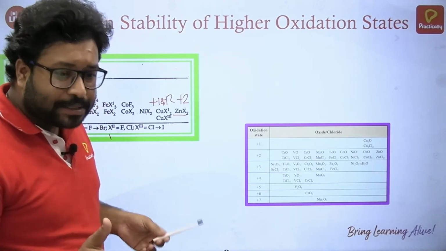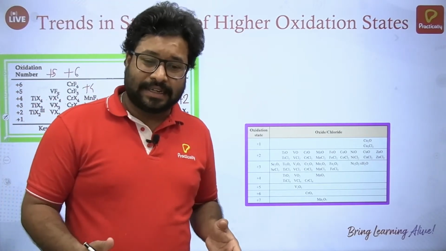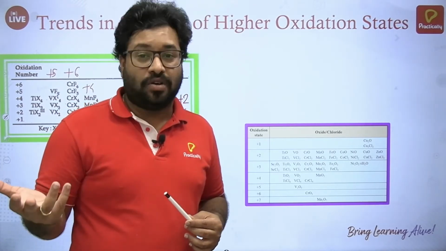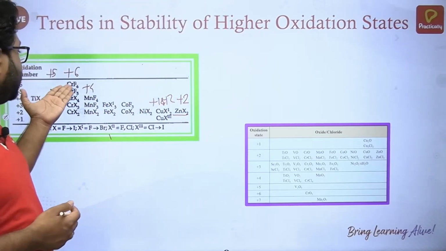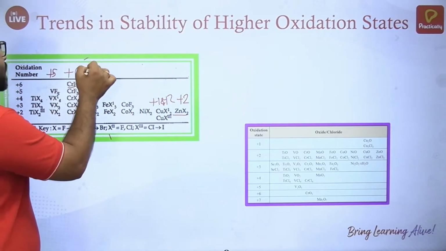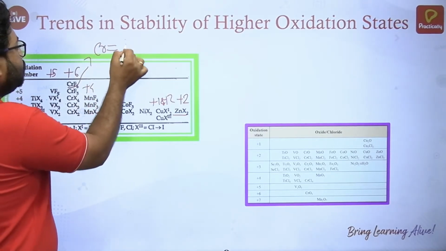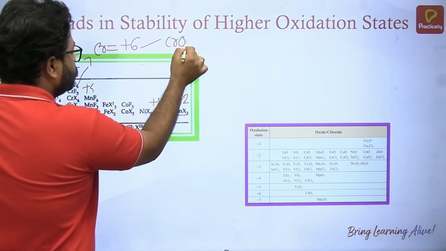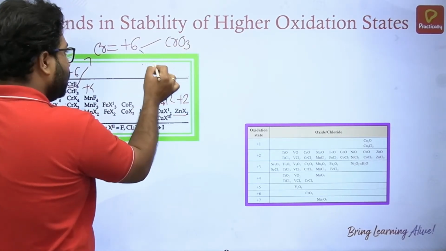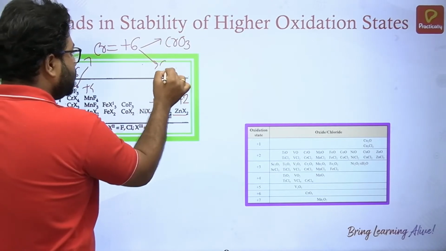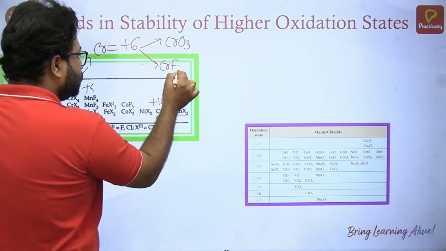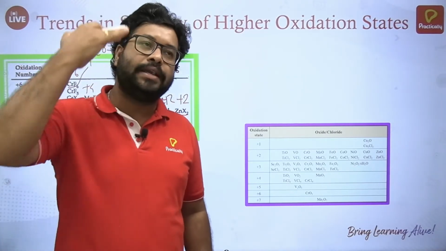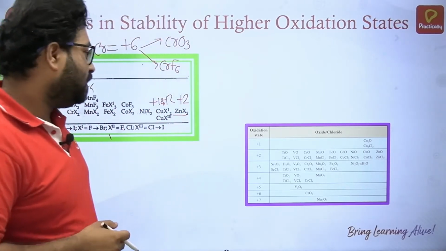See, as far as the 3D series is concerned, you can push the 3D series into the highest oxidation state even if there is no oxygen. For example, here CrF6, your chromium's highest oxidation state is +6 only. Chromium can form the compound CrO3, wherein it is in +6, and it can also form CrF6, where also it is in +6. So that is possible for chromium, but for the higher elements it is not possible, right?